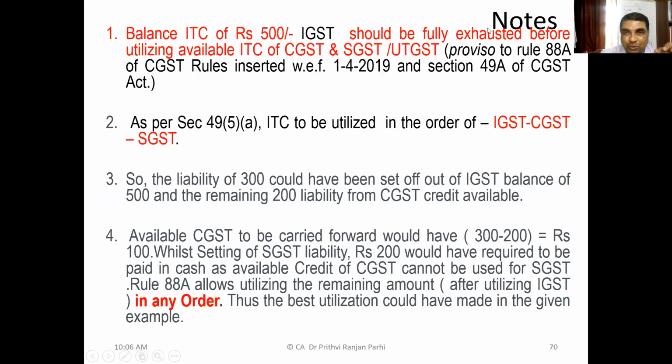For that, please read this note. Balance ITC of 500 of IGST should be fully exhausted before utilizing available ITC of CGST, SGST, UTGST. Why am I doing it? Because of this provision in Rule 88A of the CGST Rules, inserted with effect from 1/4/2019, and Section 49A of CGST. As per 49(5)A, ITC is to be utilized in the order of first IGST, then CGST, then SGST.